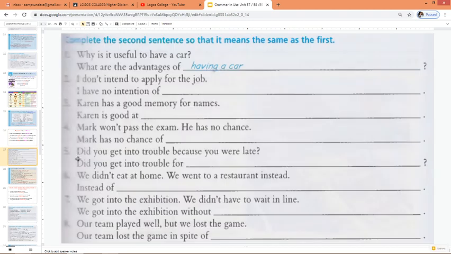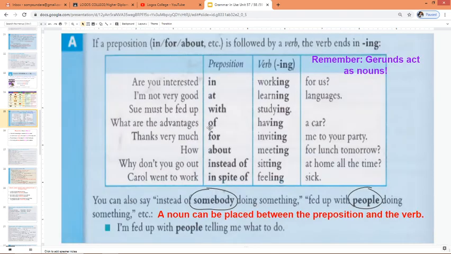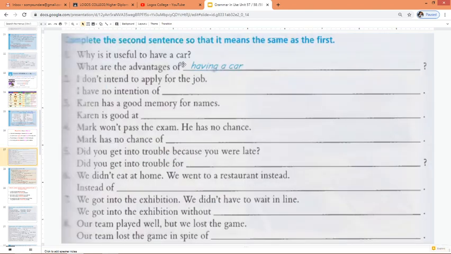All right. Let's take a look at, this is exercise 58.1, and they want to complete the second sentence so that it means the same as the first. All right, you want the same meaning. This one is a question. Why is it useful to have a car? What are the advantages of having a car? Notice of here is a preposition. So if a verb follows a preposition, it must take the gerund form. Right? Have, having. Number 2, I don't intend to apply for the job. Right? I have no intention of.